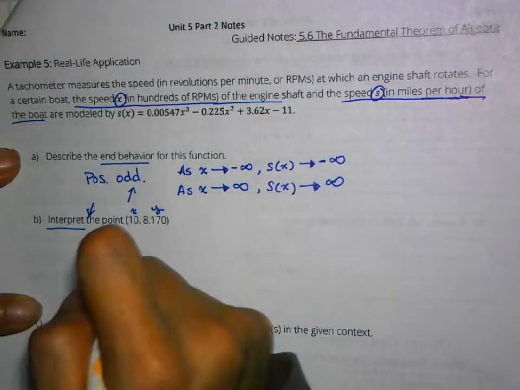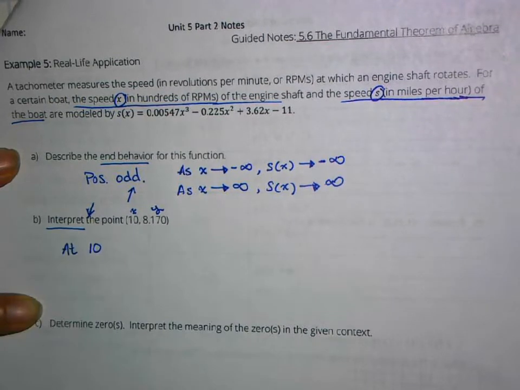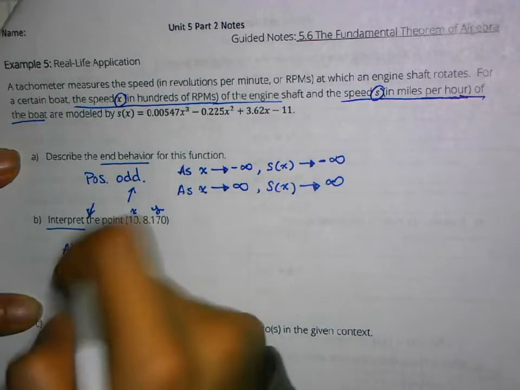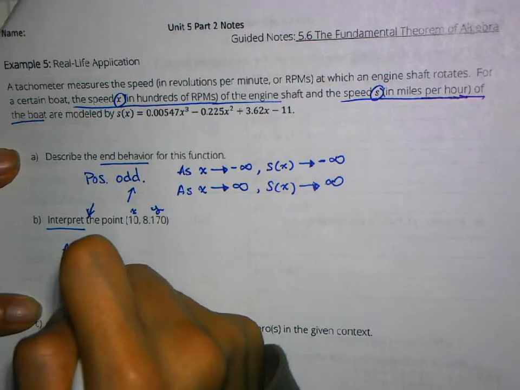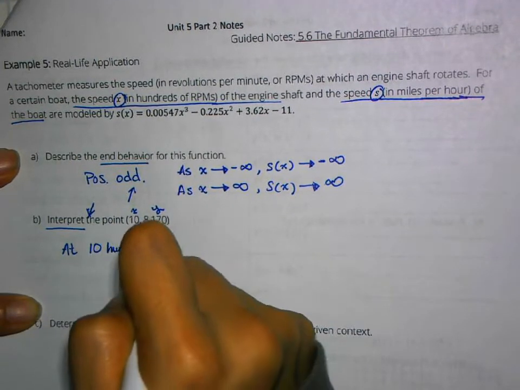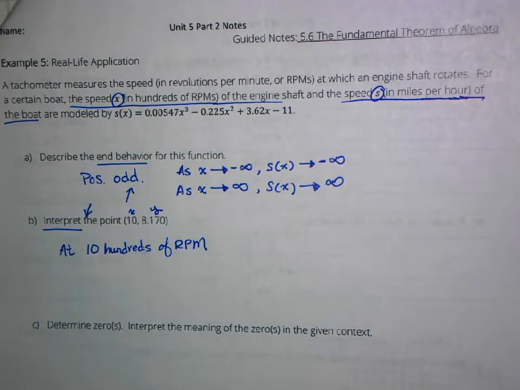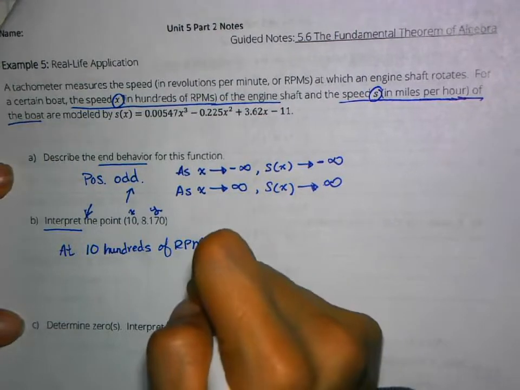So I can say, what's the speed of the engine? At 10, what's the unit of the speed of the engine? At 10 hundreds of RPM. What's happening at 10 hundreds of RPM? 10 hundreds is 1,000 RPM, by the way.